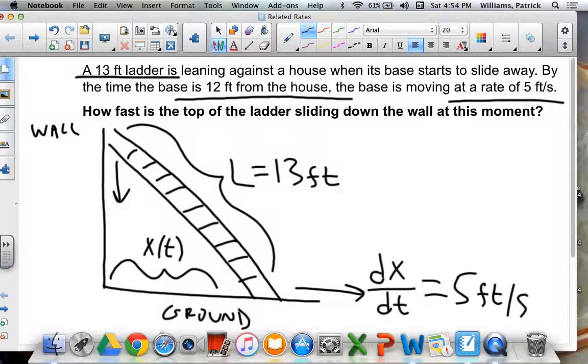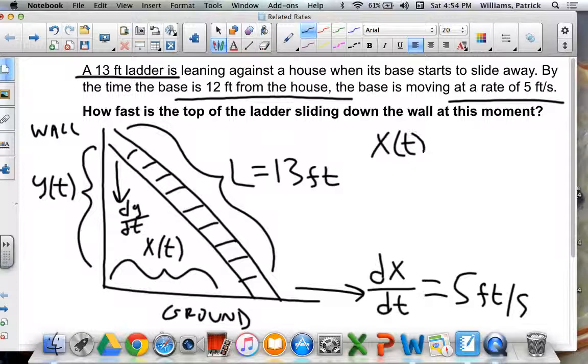So we have a couple more variables. We have x of t, but don't we also have y of t right here? The height of our ladder is going to change at any given time. What about this downward arrow that I drew from the top of the ladder? Just as the arrow we drew to the right of the base of the ladder was dx/dt, this downward arrow is going to represent dy/dt, the instantaneous rate of change of y of t.